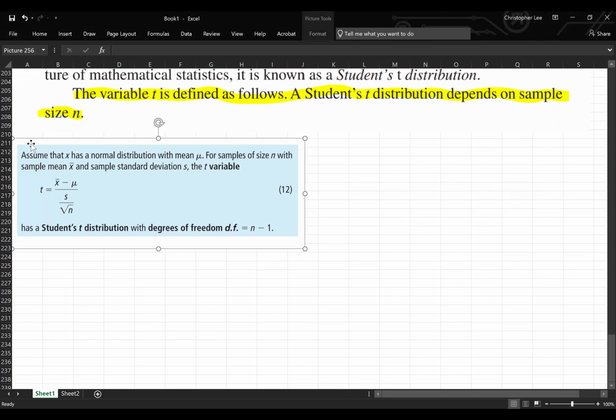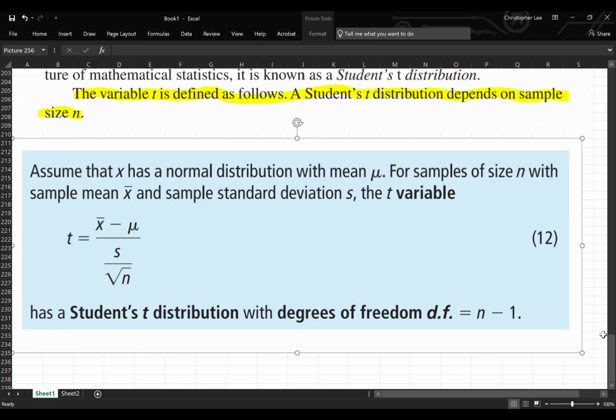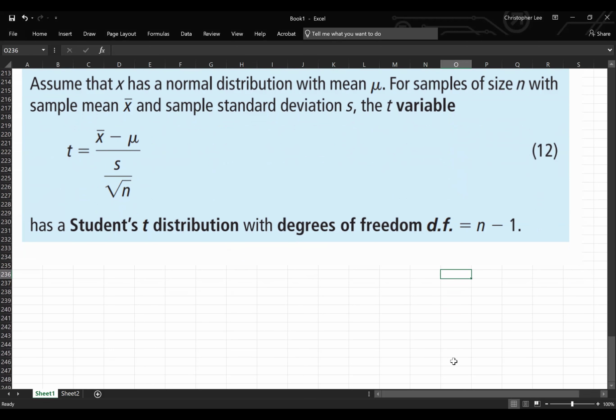Taking advantage. Yeah. So assume that X has a normal distribution with mean mu. For sample size N, with a sample mean X bar and a sample standard deviation S, here is your formula for the T variable. T is equal to X bar minus mu over S over the square root of N, and it has a student's T distribution with, this is new, degrees of freedom equal to N minus 1. You need this to look up the distribution. All right. Those of you that take notes, this is the part that you write down.